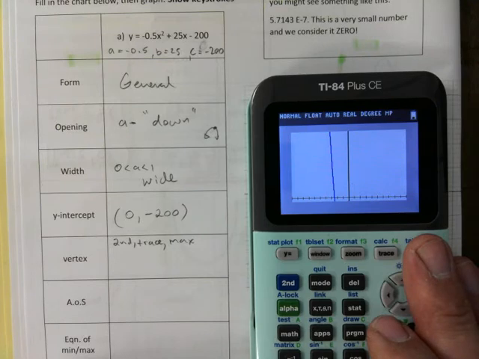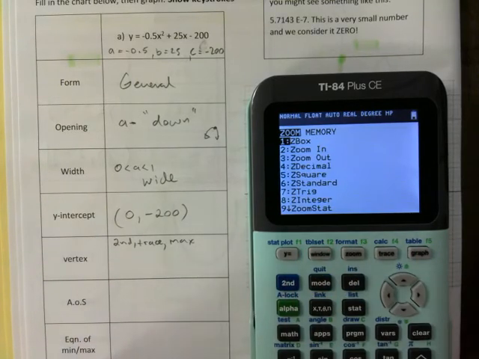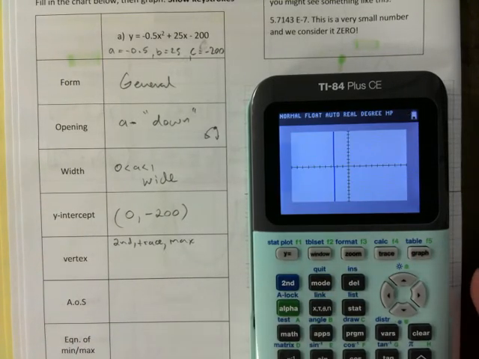Mr. Dirksen says something's wrong with my calculator. No, it's not. Zoom 6. Mr. Dirksen, there's still something wrong with my calculator. So you need to expand your window.